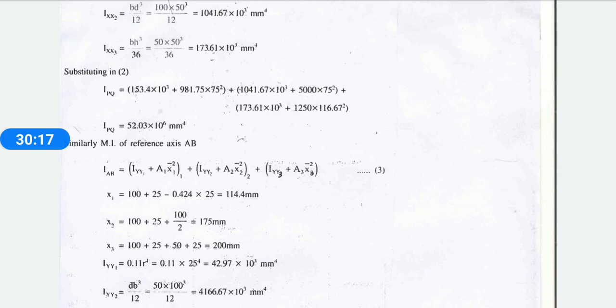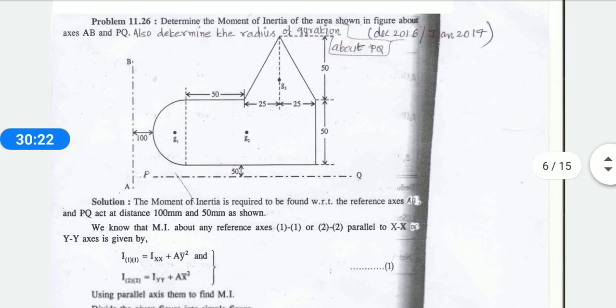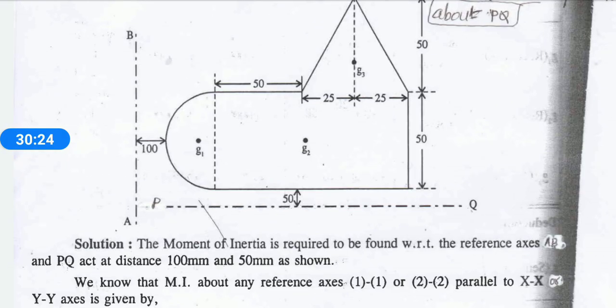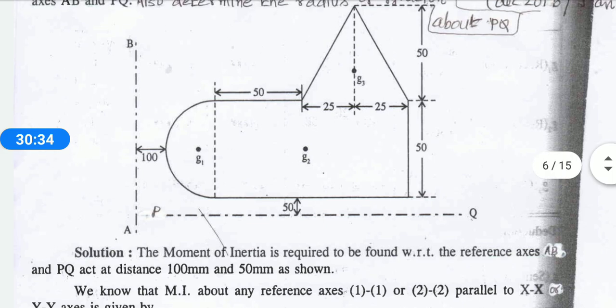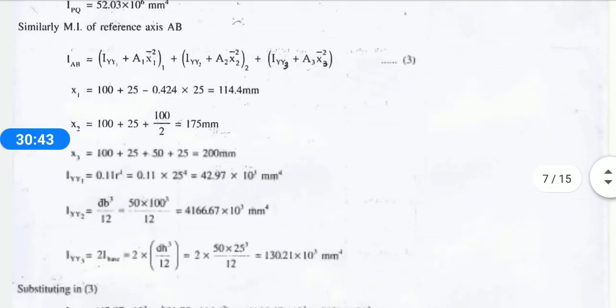Same you are going to do for your I of AB. Where is your I of AB? I of AB means it is your y axis. For this you need to find the distance from the axis, that is 100 plus. Before, in the problem you had calculated like 50 plus 50 divided by 2 and 50 divided by 3. Here you have to add this 100 because it is 100 mm away. That is what they have mentioned over here.